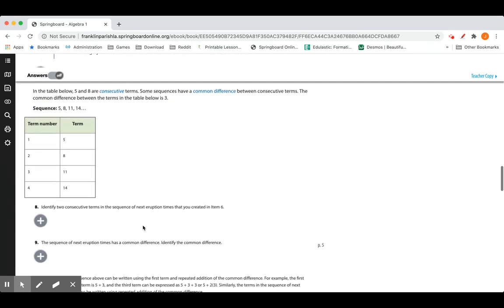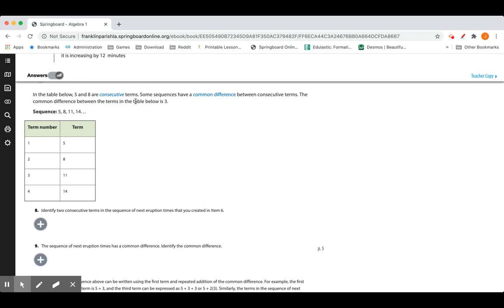In the table below, 5 and 8 are consecutive terms. Now, consecutive just means it's one right after the other. In this table below, 5 and 8 are consecutive. 5, the next number is 8. That's consecutive. 5 and 11 are not consecutive. They're not right after the other. 8 and 11 are consecutive. 11 and 14 are consecutive. Consecutive, one right after the other. Remember, a lot of vocabulary, but that's part of it.